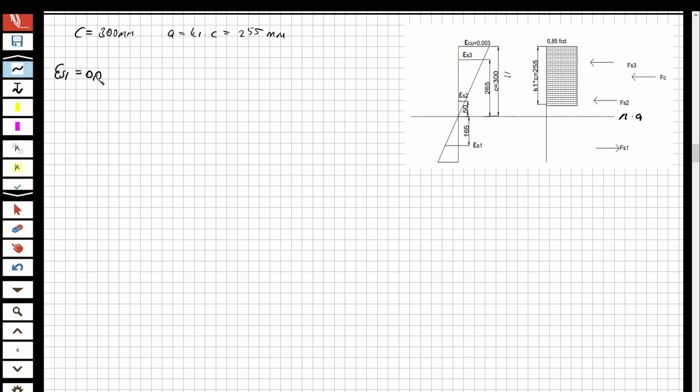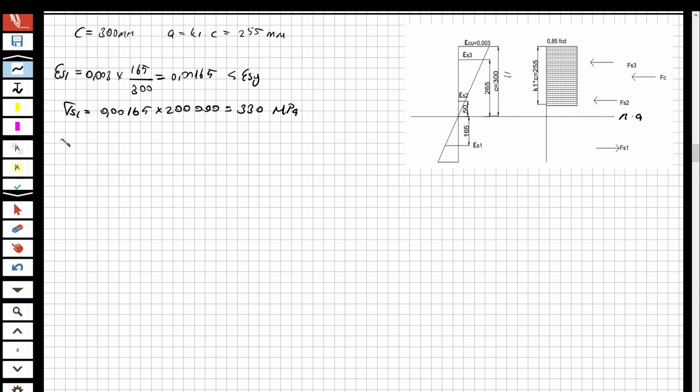So it's going to be 0.003 multiplied by 165 over the c value, 300. And this is going to be equal to 0.00165. So now you can see this one is smaller than epsilon sy, so I need to calculate the stress inside this steel. And this is going to be equal to 330 megapascal.